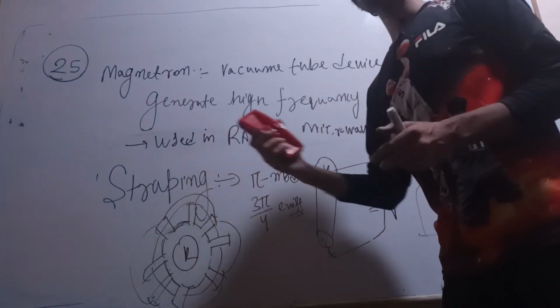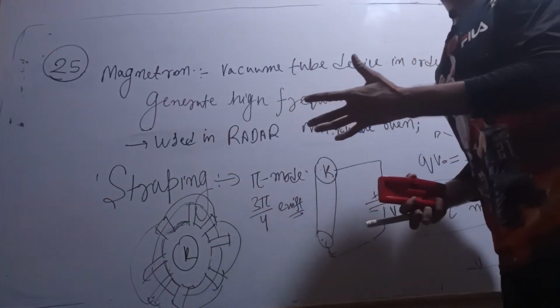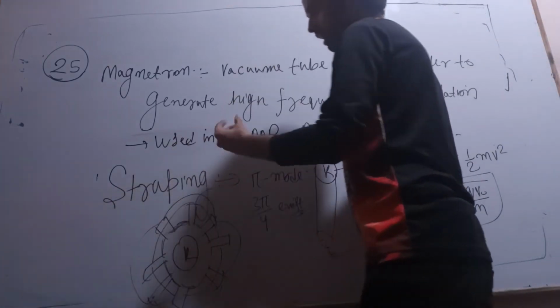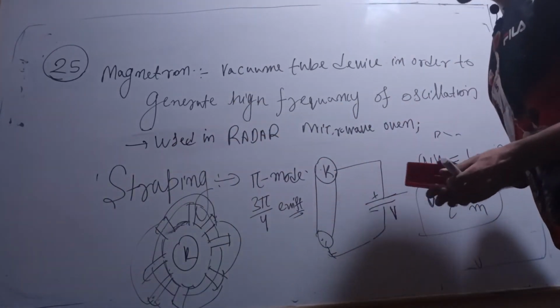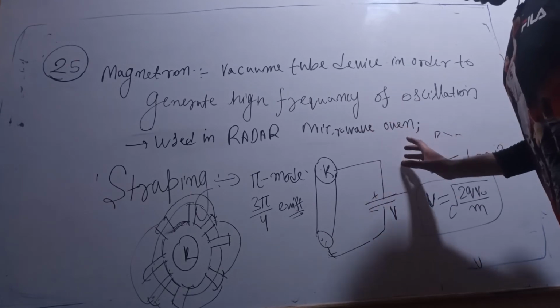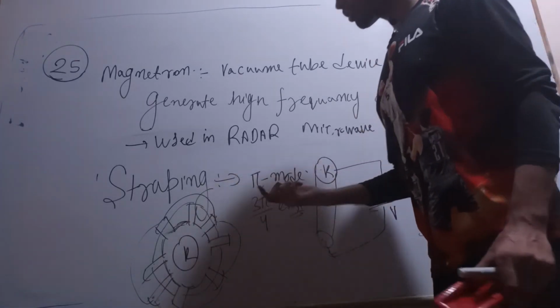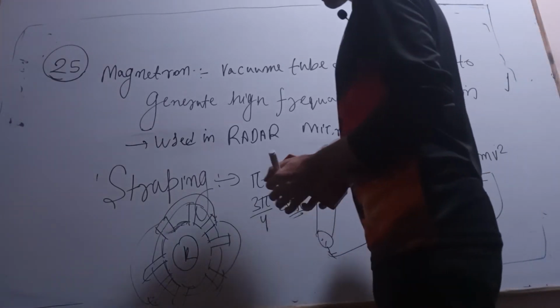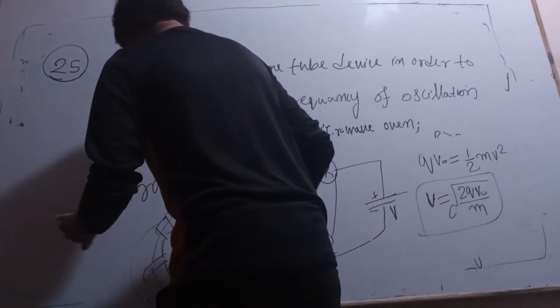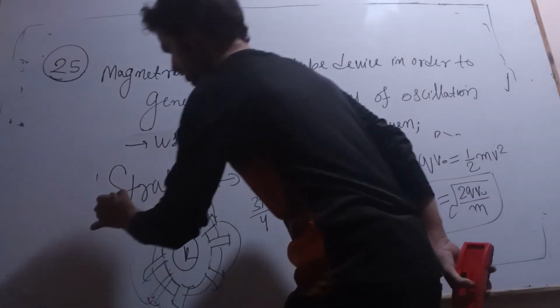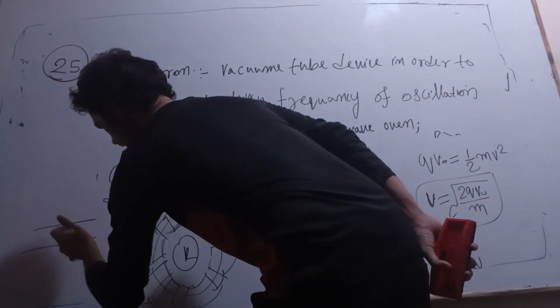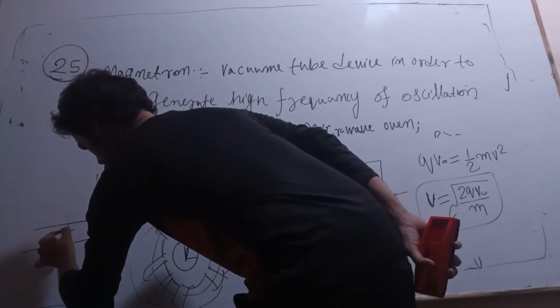But the problem comes in the case of strapping. What type of problem is there? The problem we face during strapping is the inter-electrode capacitance effect. Because at high frequency, as you see, inter-electrode capacitance is there. These are wiring that we are using, so there is a capacitance effect.